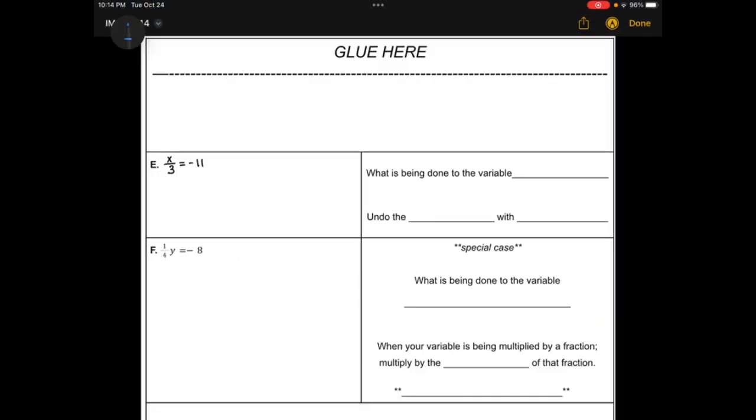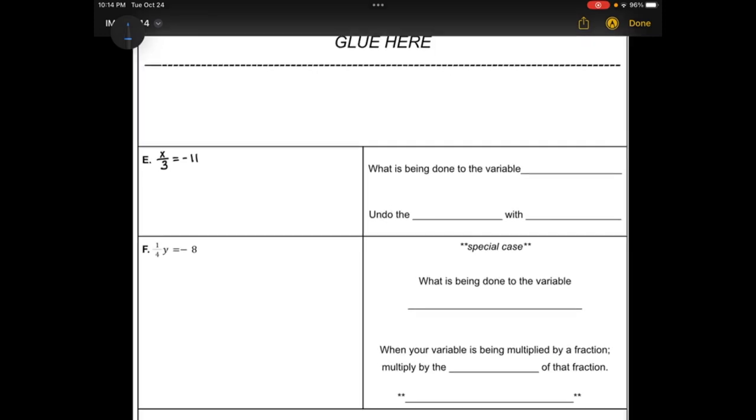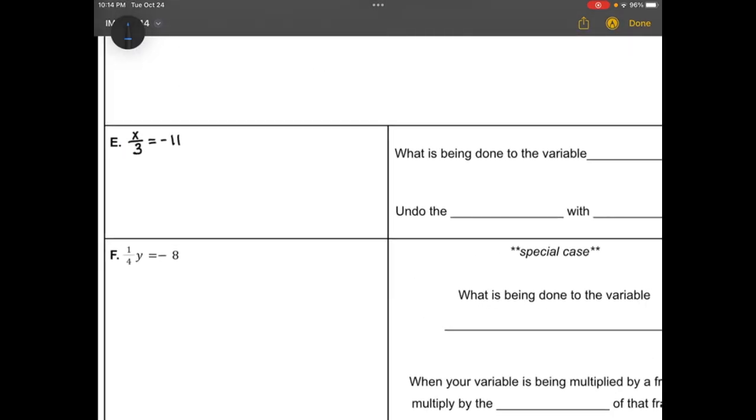Turn your paper over. We are on the back side. There's just a couple examples back here. We're going to follow the same pattern. Ask what is being done to the variable, and then undo what is being done to the variable. Example E. I have x divided by 3 equals negative 11.